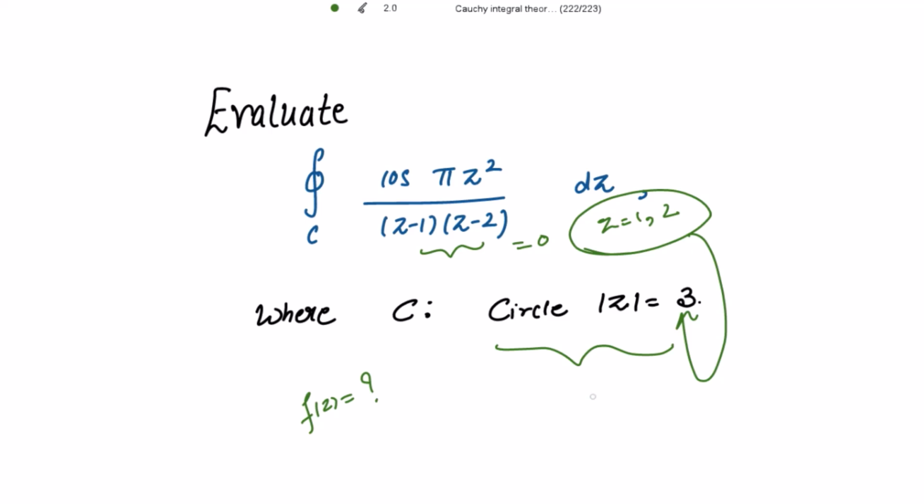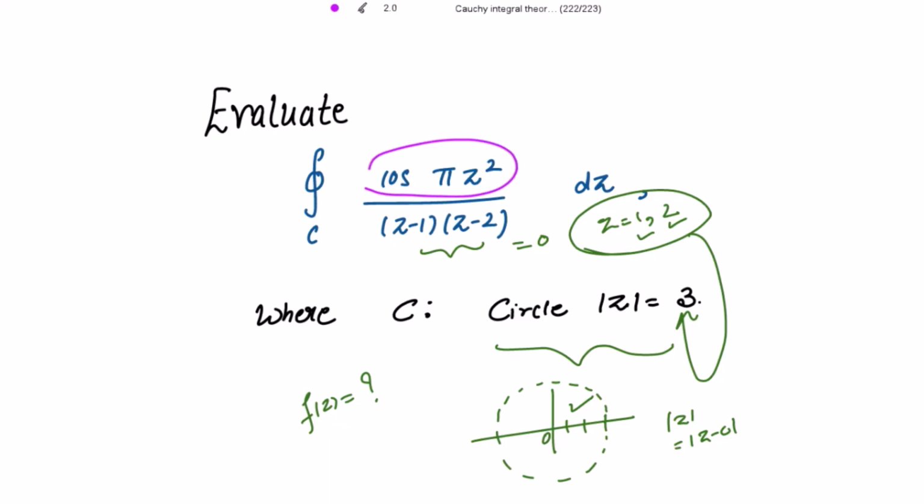Yes, because this circle has radius 3, you can take |z| as |z - 0|. So this is your origin and it has radius 3. And yes, 1 and 2 lie inside this circle, right? So what is our f(z)? We have to take f(z) to be this numerator, as we have got these points, which are lying inside this circle, from these two brackets, right?